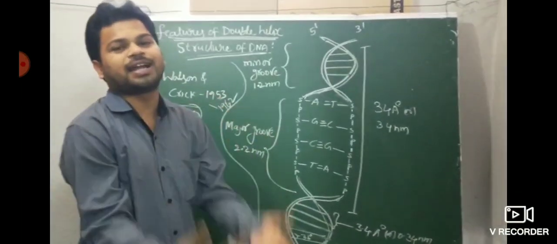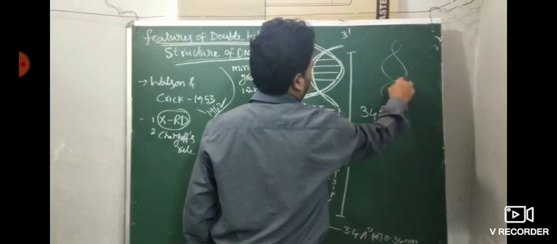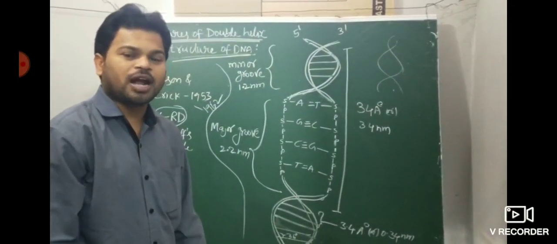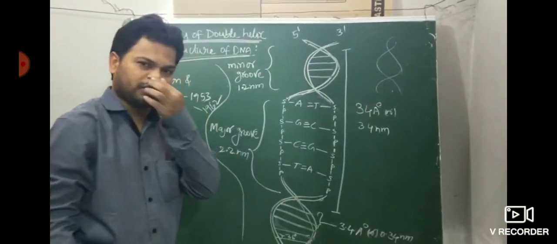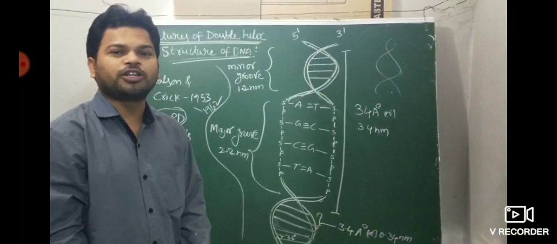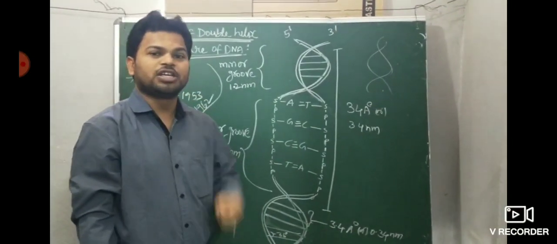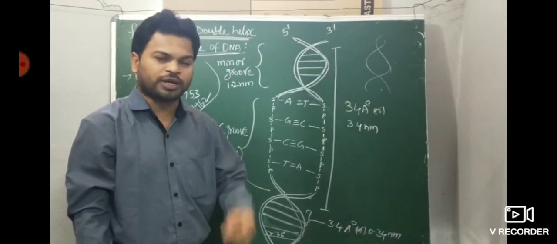It is a right-handed helix. The 2 polynucleotide chains coiled together form the helix structure of DNA. Each polynucleotide chain has a large number of nucleotides.